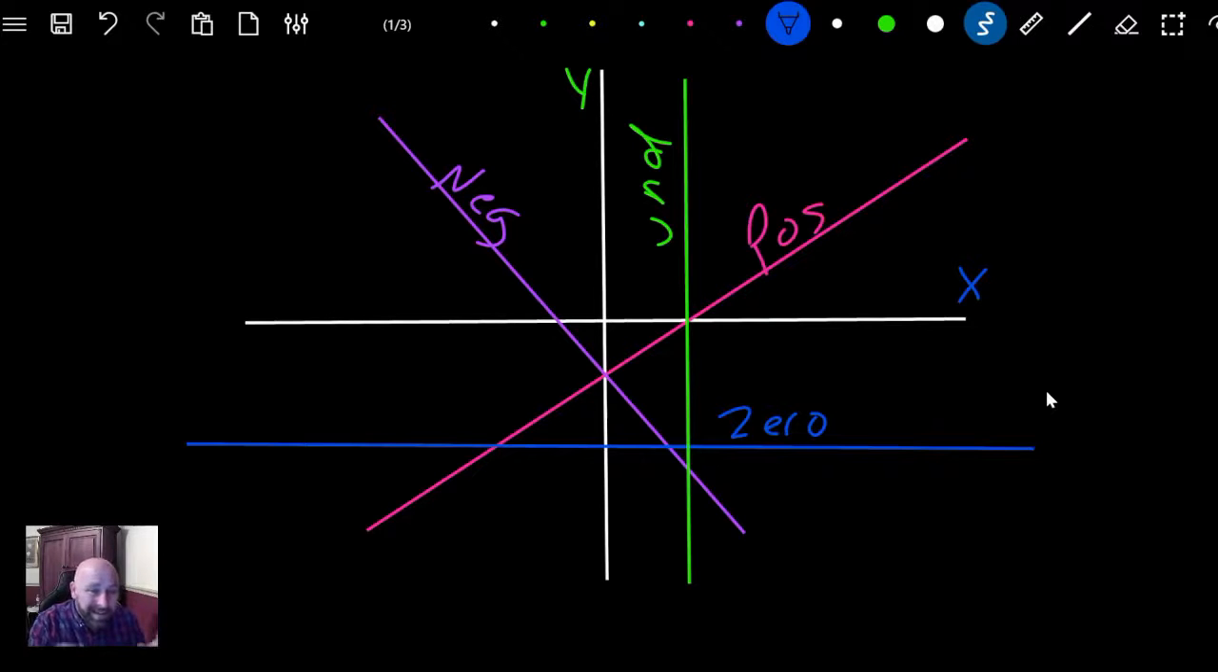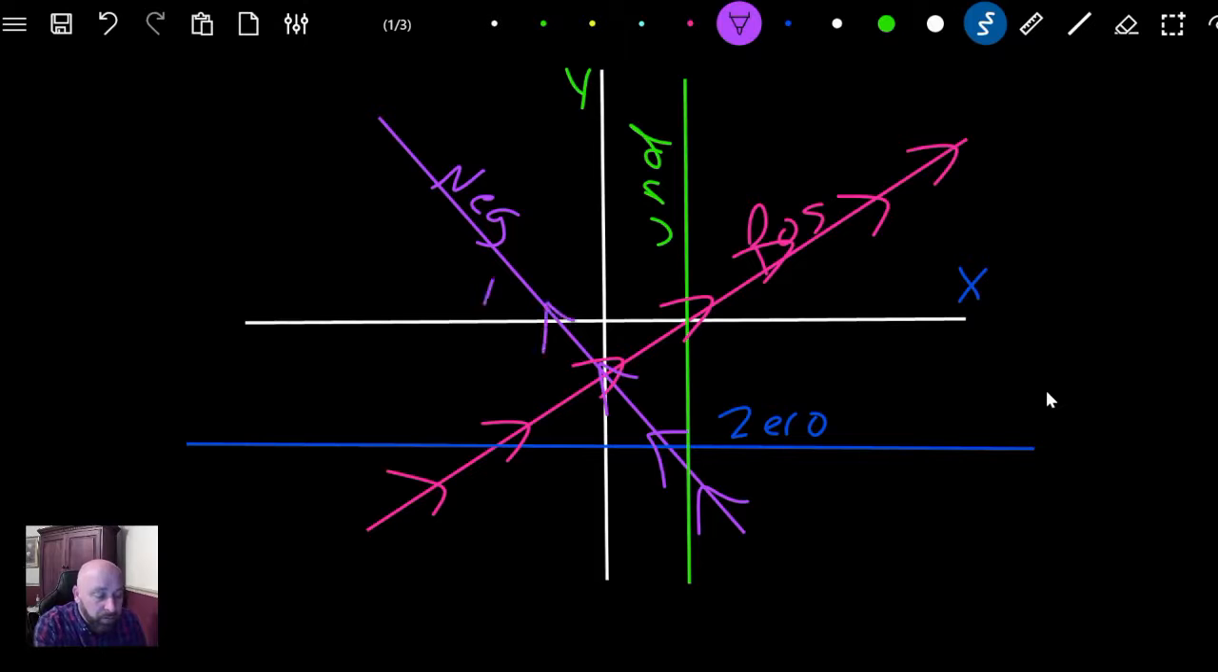So hopefully that kind of lets you picture those a little bit better as you go through. So remember, positive is kind of going like this. I'll just put some arrows. So it's going from the bottom left to the upper right. Negative is going the other way. It's going bottom right to upper left.